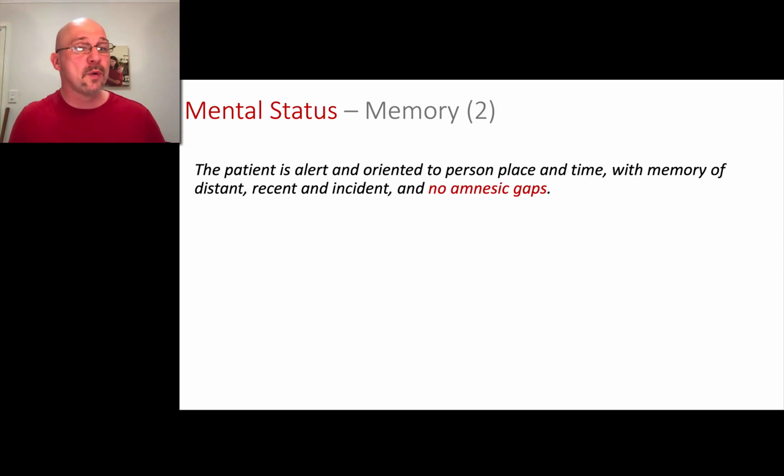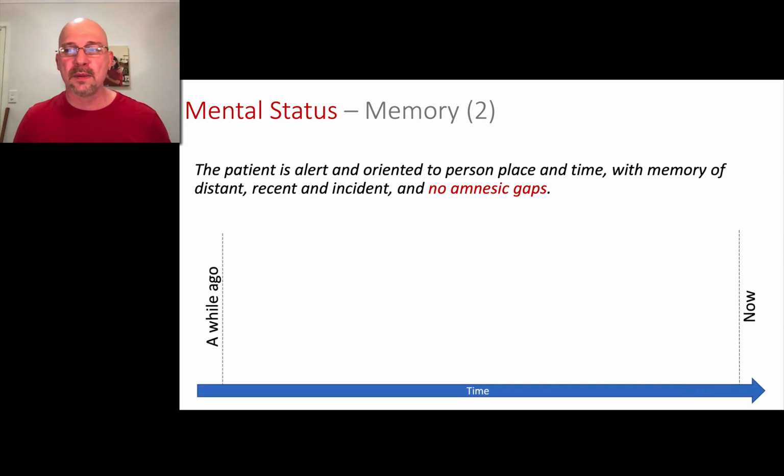The other thing we want to know about memory, the second thing, is, are there any amnesic gaps? So amnesia, we all know the story of people who have amnesia. They can't remember who they are or where they've been or how they grew up or their name or anything like that. Amnesia doesn't necessarily have to be global. Sometimes we have very brief periods of amnesia in our memory track that we can't access.